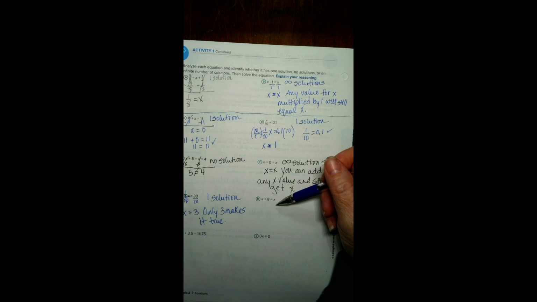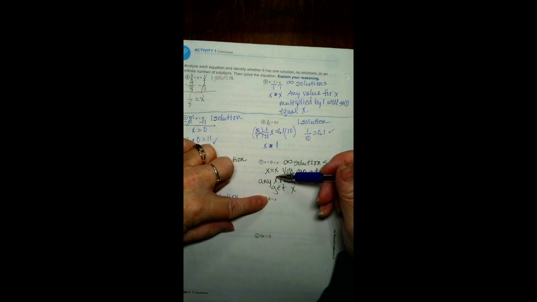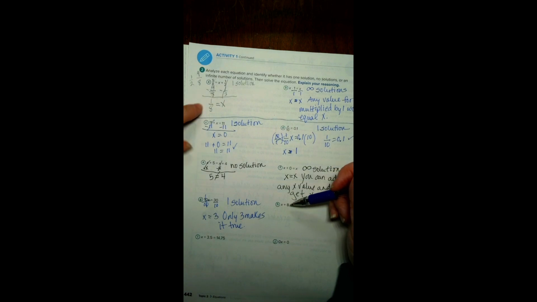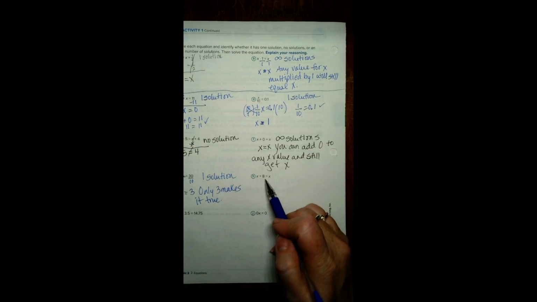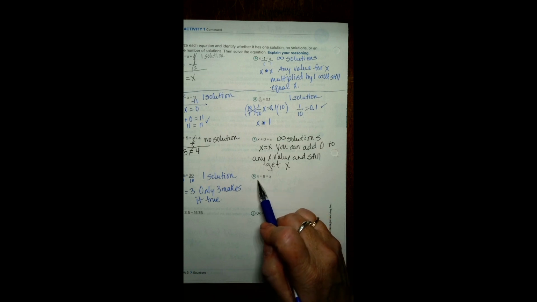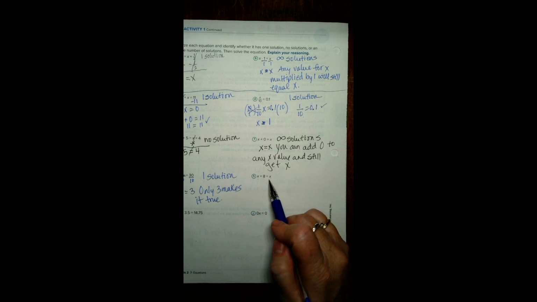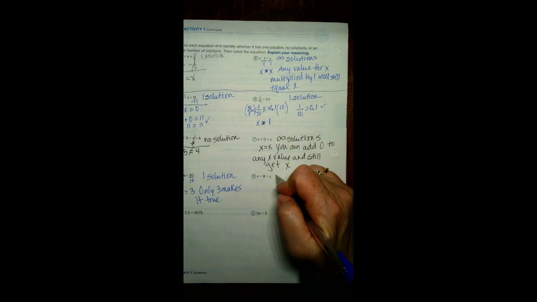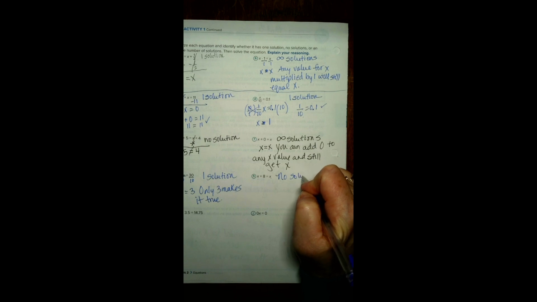X plus 8 equals x. We've done ones like this before. It looks very similar to this, but this time instead of there being 2 of the 8s, there's 2 of the x's, but I can't have a value of x here and a value of x here and add 8 to that and end up with the same thing. So there's no solutions.